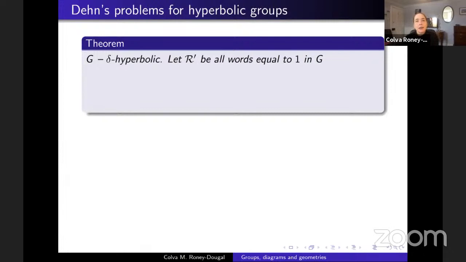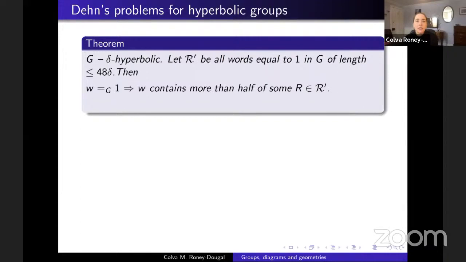So if G is delta hyperbolic and R prime is all words equal to the identity in G of length at most 48 delta, 48 is a magic number, but it works. Then a word is equal to the identity in the group only if W contains more than half of some relator in this big set. So R prime is not the original set of relators, it's all words of a given length. So I can solve the word problem in linear time given R prime.